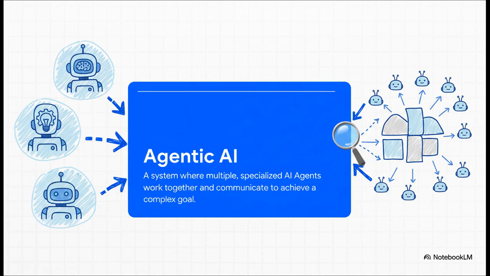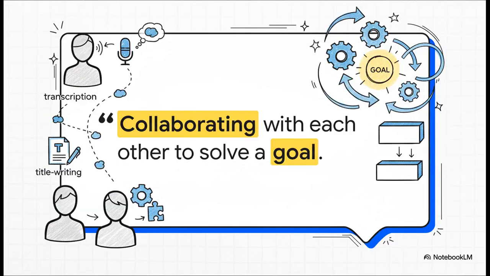And that, my friends, is the whole idea behind agentic AI. It's not about one agent working all by itself. It's a system, it's a team of specialized AI agents all working together, communicating with each other to tackle a complex workflow and achieve a much bigger goal. This idea right here, collaborating with each other to solve a goal, that's the magic ingredient. It's everything.